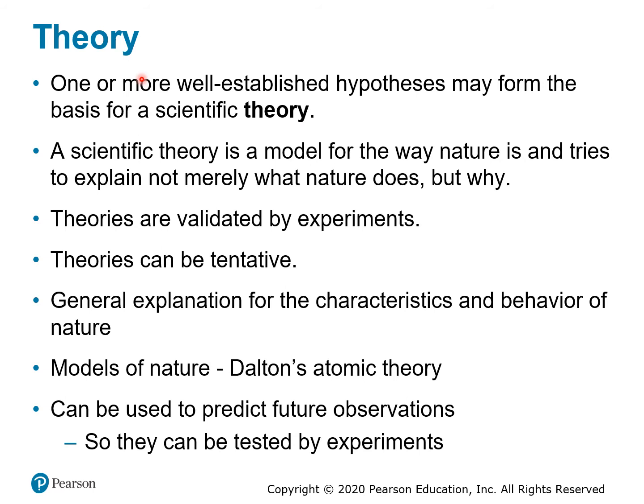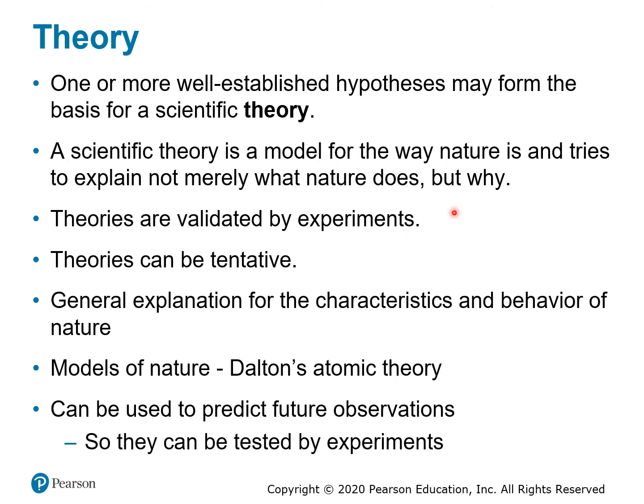Theories, on the other hand, are more well-established hypotheses. When hypotheses get established with experimentation, they can form a scientific theory. A scientific theory is a model of the way nature is, and it tries to explain not merely what nature does, but why it happens. So theories are validated by experiments, as I said before.